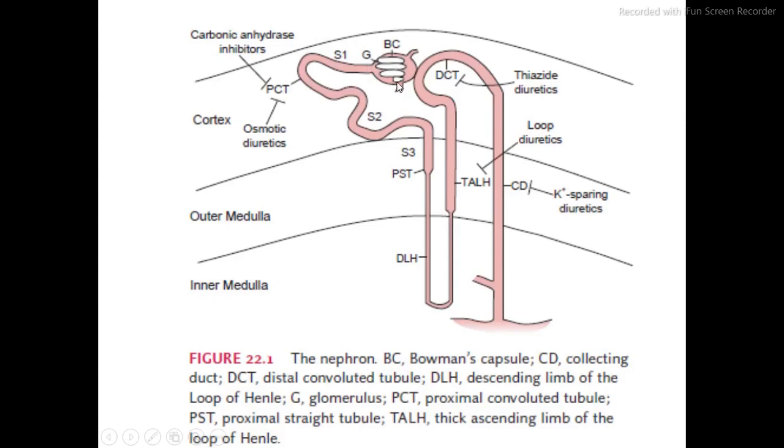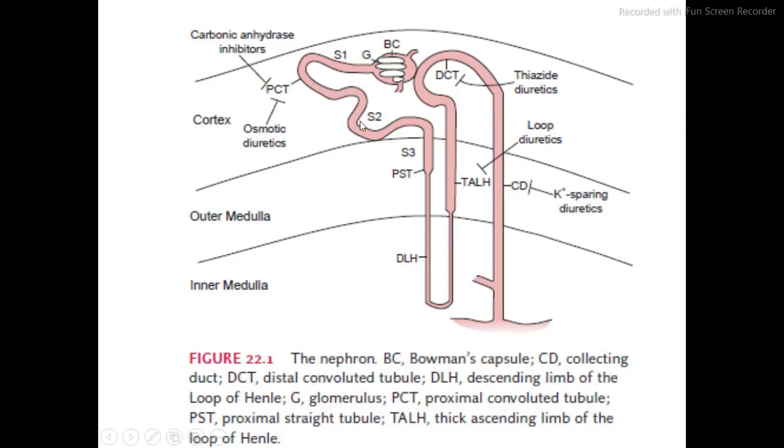So the glomerular filtrate leaves Bowman capsule and enters into the PCT, that is the proximal convoluted tubule, which is a component of the nephron. This is the site S1 and S2. So this is the portion of the PCT, the proximal convoluted tubule.